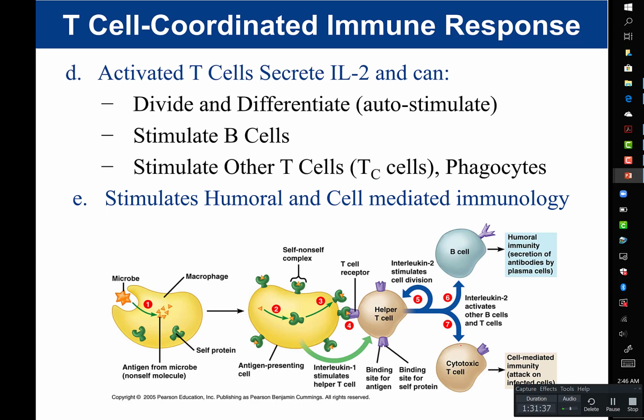So the way that I remember this is IL-1, interleukin 1, comes before IL-2. So the APC is going to be the one that's producing the IL-1. The T helper cell then produces the IL-2, which stimulates itself, and it stimulates everybody else.